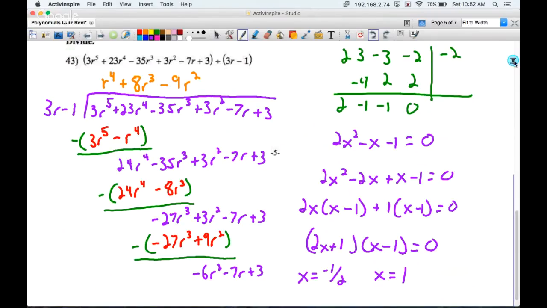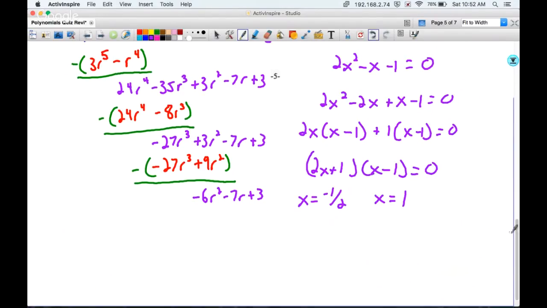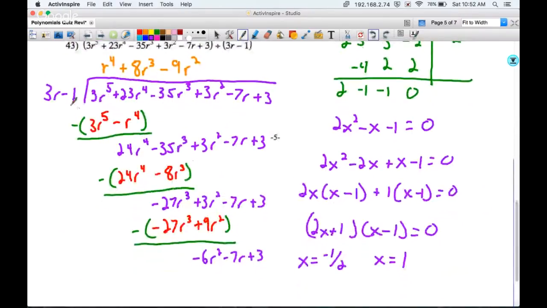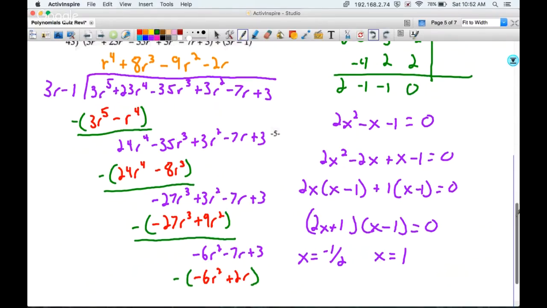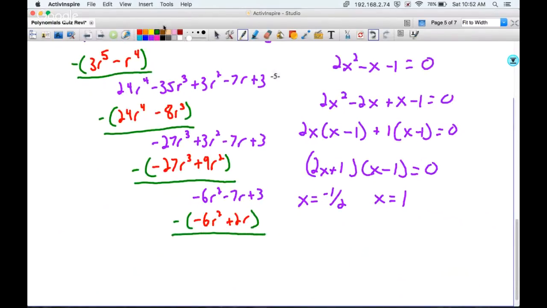And what do I have to multiply, no, positive 3r by to get a negative 6r squared? Well, that is a negative 2r. So that gets me my negative 6r squared, and gives me a positive 2r. Subtract that away. What are we left with? Those cancel. That becomes a negative 9r plus 3.